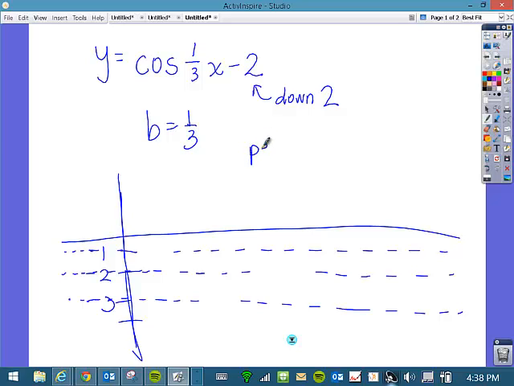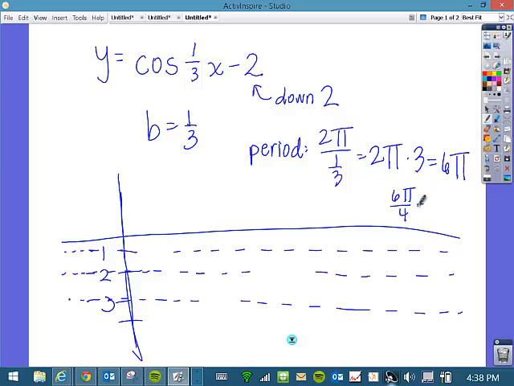So the period is going to be 2 pi over b, so 2 pi over 1/3, which would be 2 pi times 3. Because when you divide by a fraction, you can flip it and multiply, making our period 6 pi. So we're going to split that period into 4 pieces. So I'm going to divide 6 pi by 4, which would be 3 pi over 2. So each of my sections is going to be 3 pi over 2.